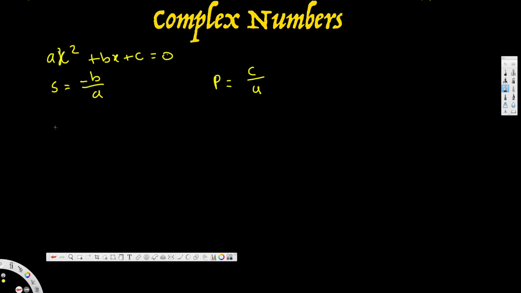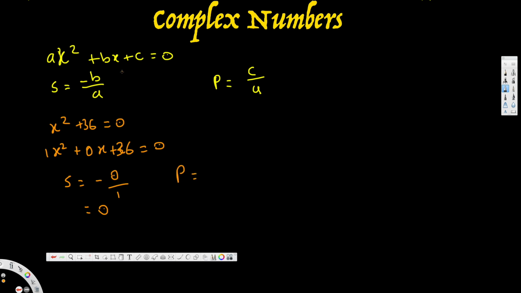Now let's look at an example. Let's say we have a question x square plus 36, that's equal to 0, and here what is the a value? a is 1 because ax square, and b, what is the b value? Here we don't have any x, so it means 0x, and plus c is in our case 36 is equal to 0. Therefore what's the sum? Sum is going to be negative b, b is 0, so 0 divided by 1, we are going to get 0. What is the product? Product is c over a. In our case c is 36 and a is 1, so this is going to be just 36.